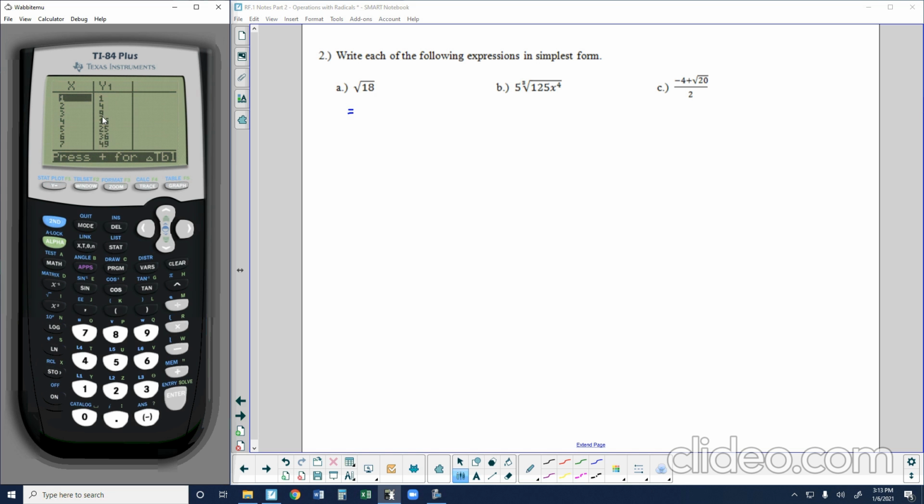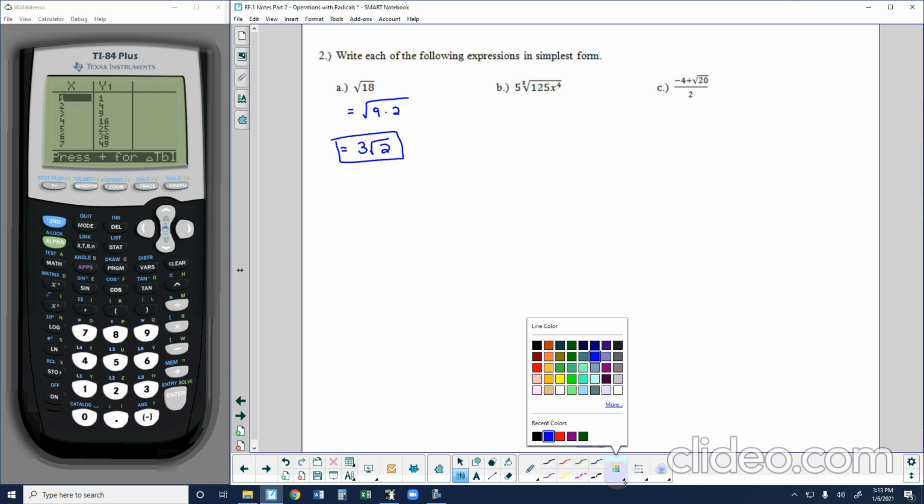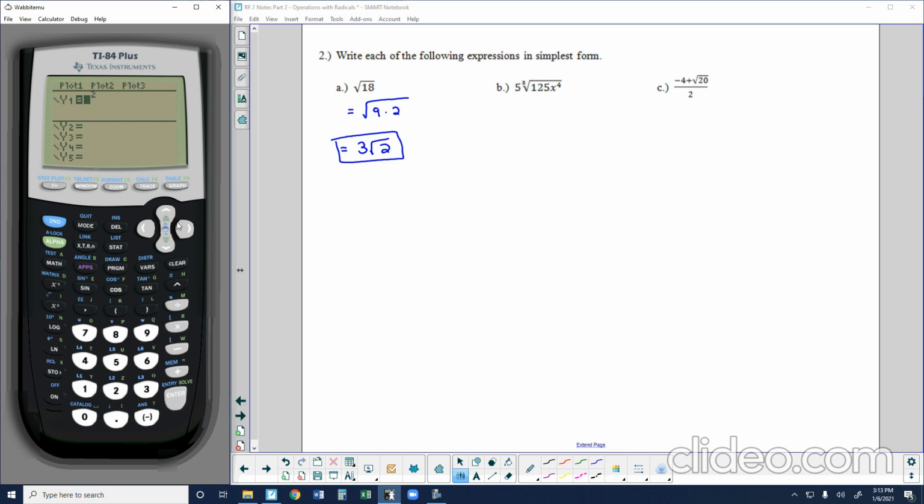18 is not, but 9 is, and 9 is a factor of 18. So I can break 18 down into 9 times 2. 9 could be rewritten as 3 squared, so this becomes 3 root 2. Hopefully everybody was able to get that one. B follows a similar concept, but here now we're dealing with a cubed root. So we have the cubed root of 125x to the 4th.